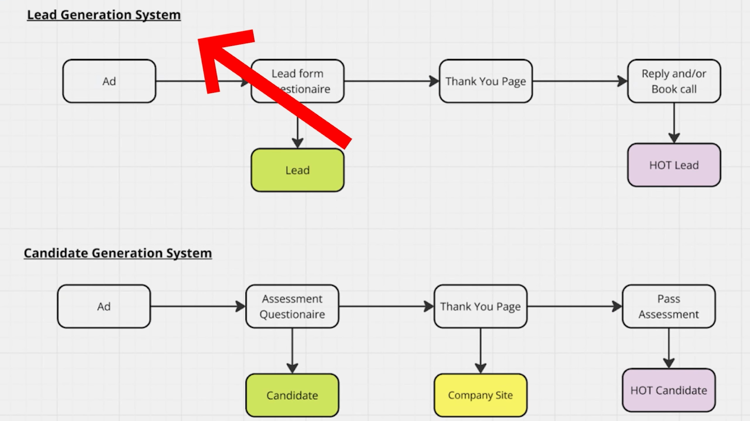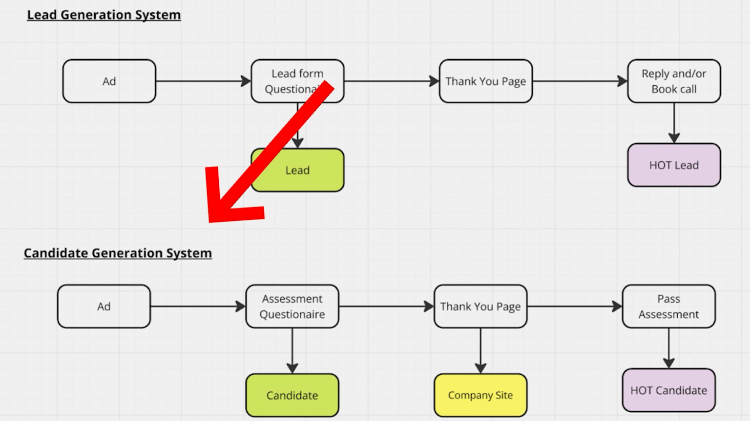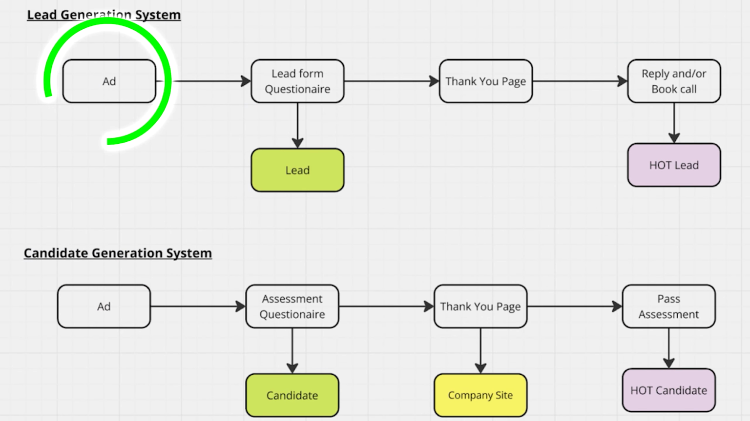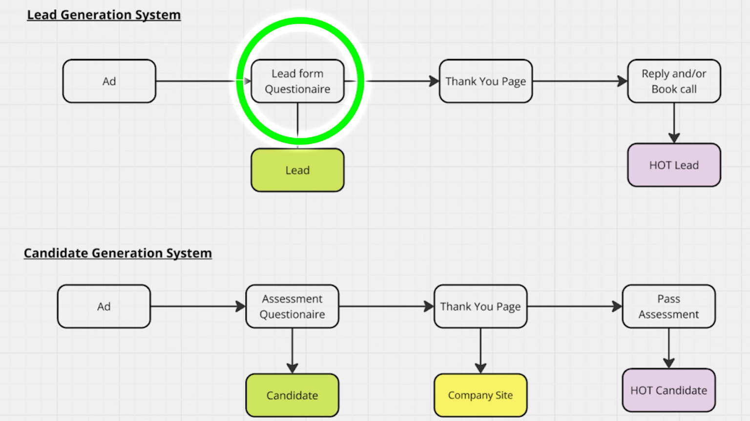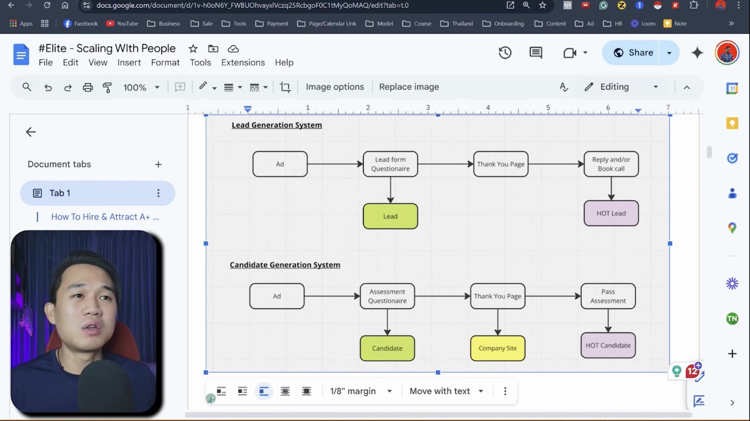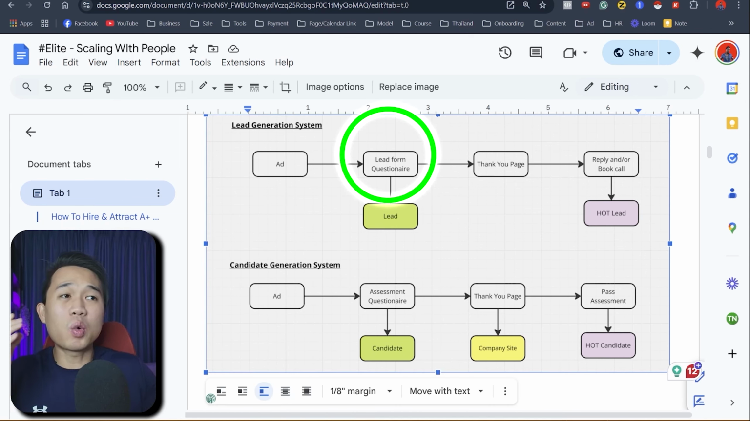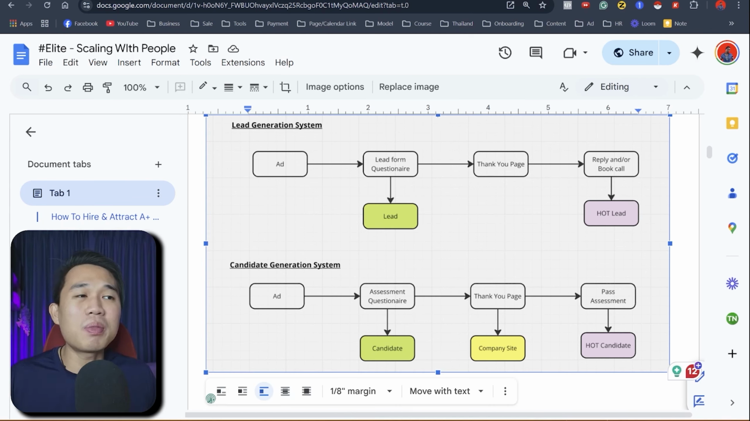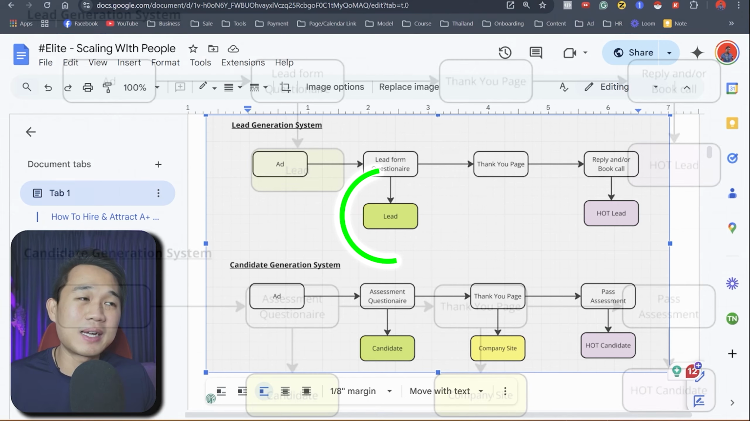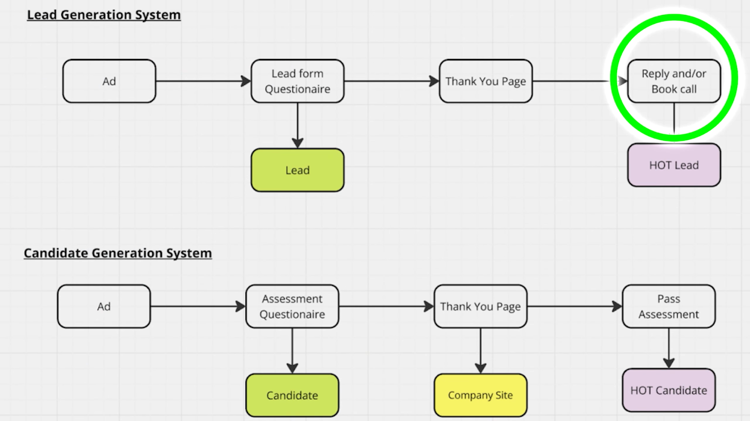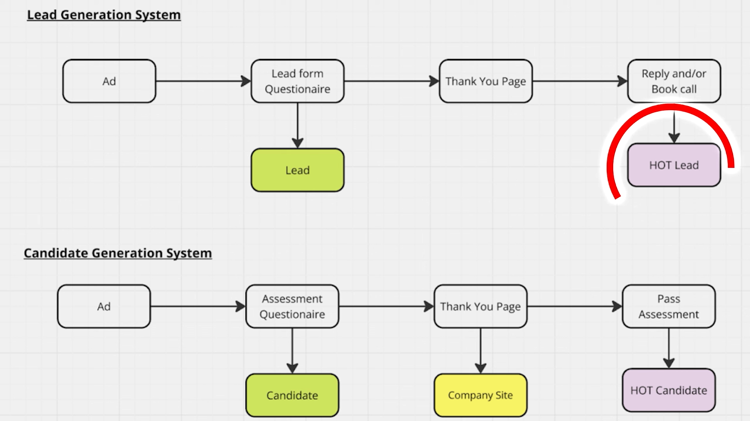Okay, so I have a very simple graph here. You can see we have the lead generation system on the top and the candidate generation system on the bottom, right? For lead generation, you have a simple flow, which I'm sure you're aware of. You have the ad, then the lead capture form, which is the questionnaire, whether it's a lead form, funnel, or survey. We ask them a bunch of questions, and once they fill out that form, we classify them as a lead. Then we lead them to a thank you page, and if they respond, reply, or book a call, we classify them as a hot lead.